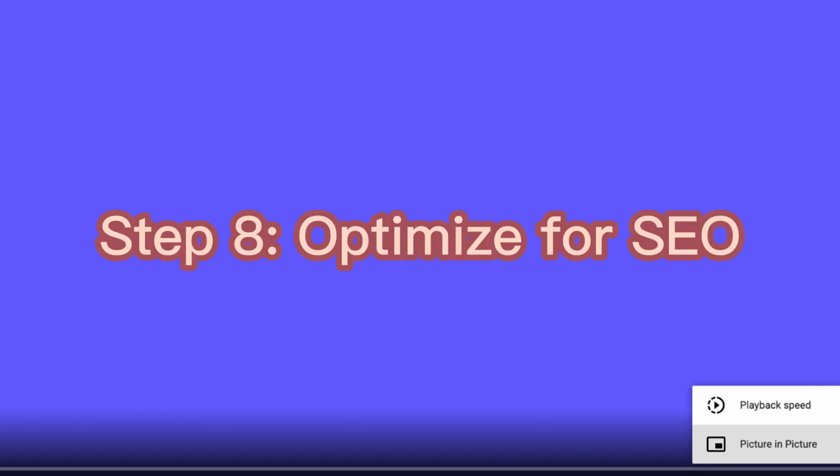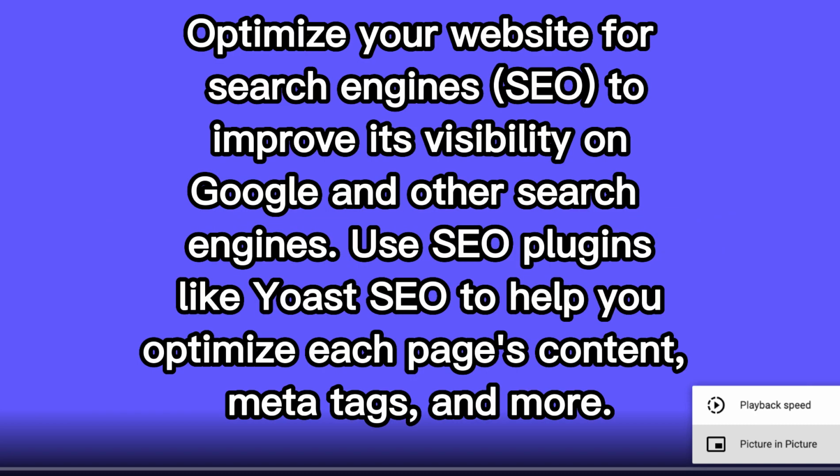Step 8. Optimize for SEO. Optimize your website for search engine SEO too. Improve its visibility on Google and other search engines. Use SEO plugins like Yoast SEO to help you optimize each page's content, meta tags, and more.